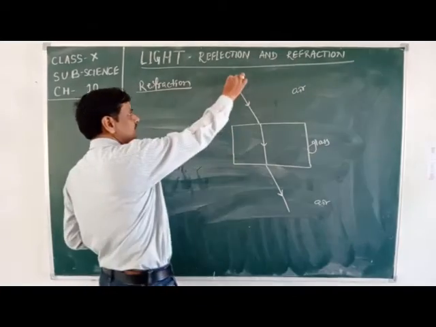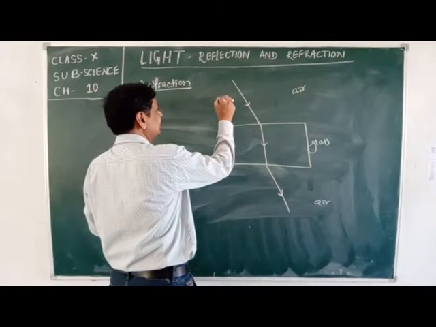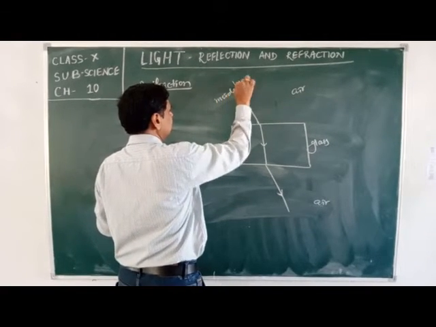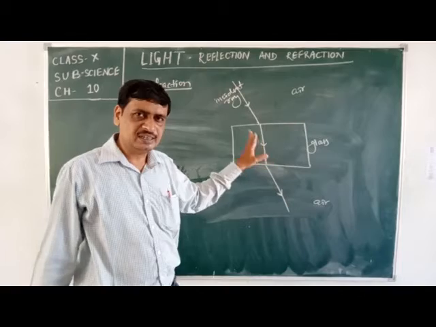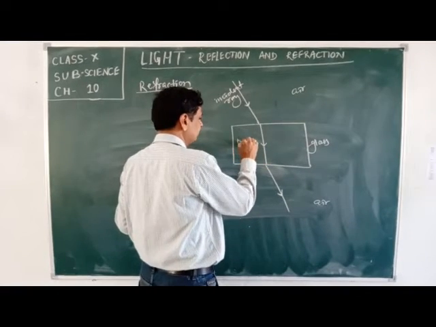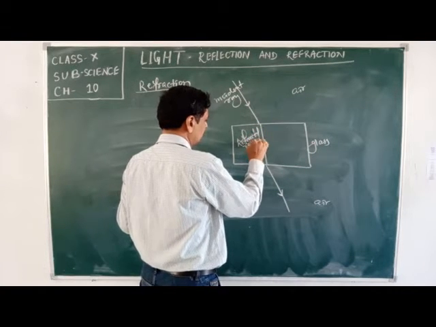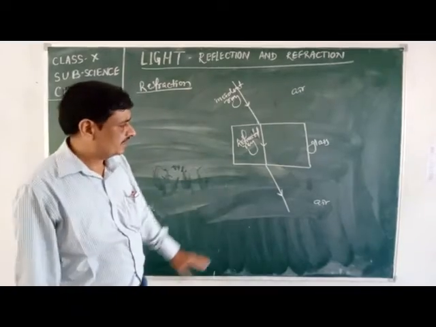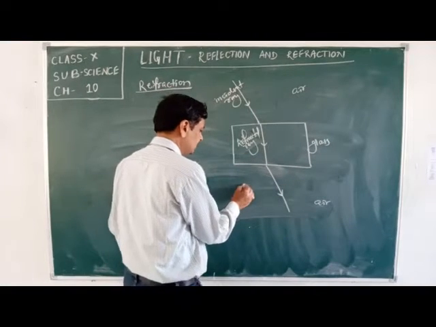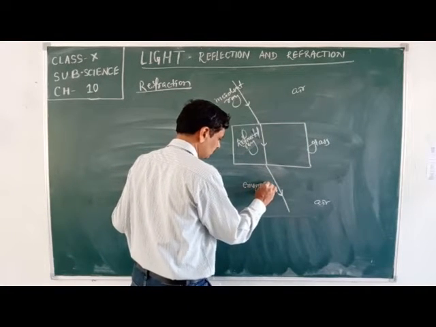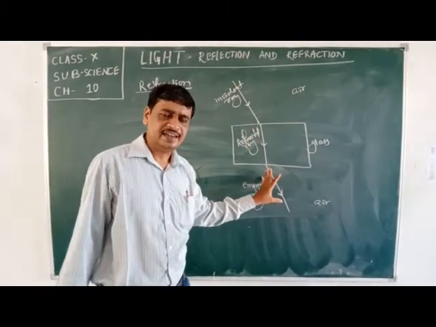Here the ray of light which is coming in air medium and enters into glass medium, that ray of light is called incident ray. The ray of light which is passing through this glass medium, now it is called refracted ray. And the ray of light which is coming from this glass and emerged, that is called emergent ray. Incident ray, refracted ray and emergent ray.